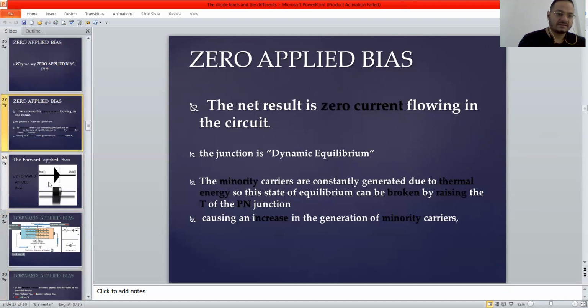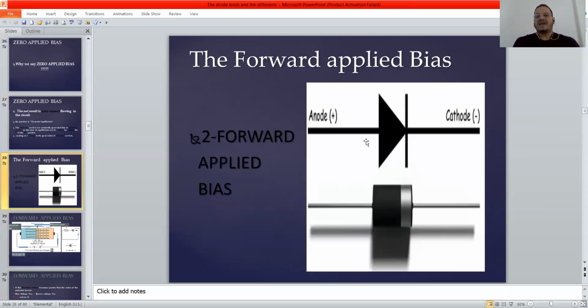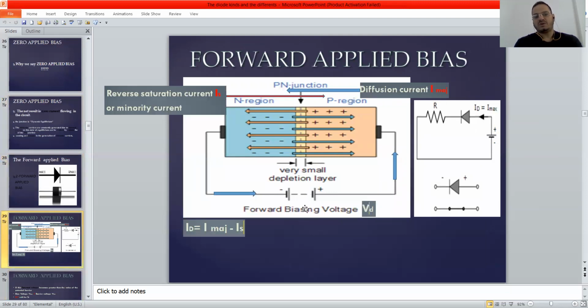Let's go to another slide. Now, let's take a look at the forward applied bias. What does forward mean? That means we put the P region with the positive terminal and the N region with the negative terminal, and the depletion region will be narrower than the ordinary p-n junction, and we will see diffusion from both sides, P to N and N to P. Here the diffusion current, the circuit will be like that. This is the diode.